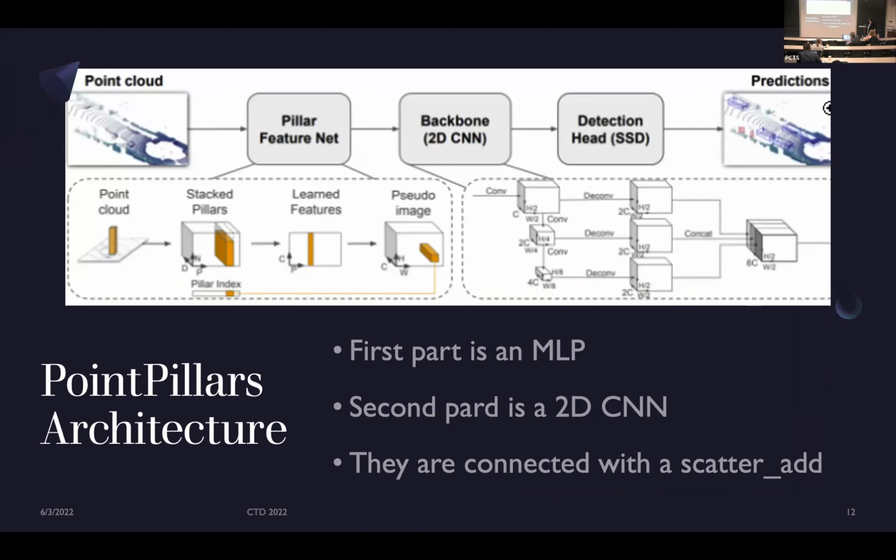So they have an MLP part and the 2D CNN. They are connected through the scatter add. Now, of course, in order to speed up this architecture, people use C++, ONNX, and TorchScript.